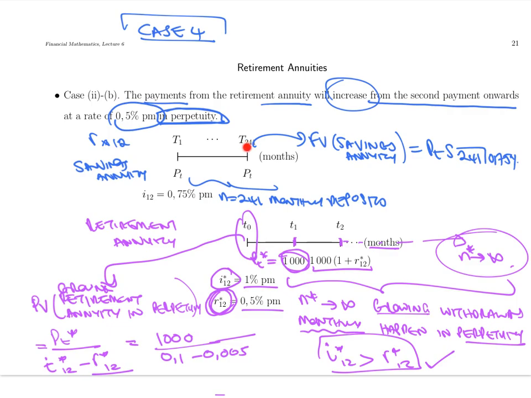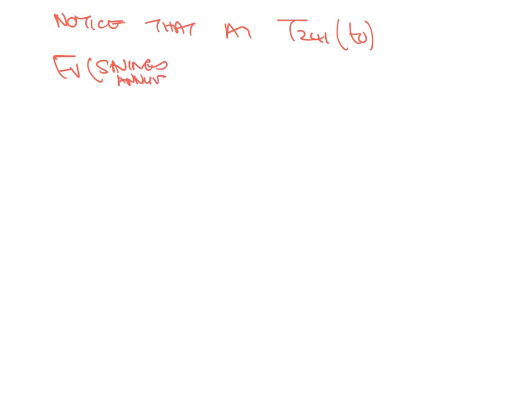So one thing you should notice is that at this point, the future value of his savings annuity coincides with the present value of his growing retirement annuity in perpetuity. The first thing you should note is that at big T 241, which is the same as T naught, the future value of his savings annuity should be the same as the present value of his growing retirement annuity in perpetuity.